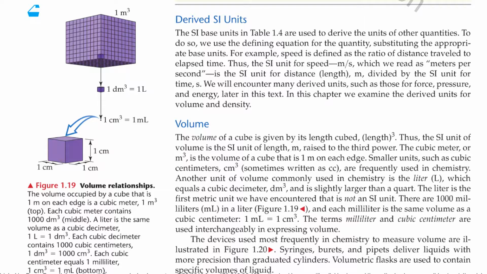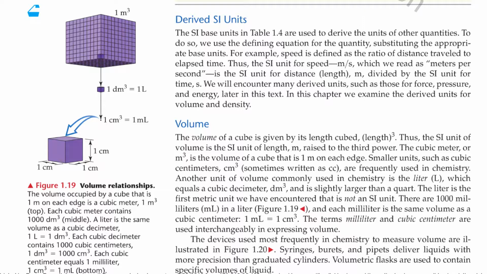Another unit of volume commonly used in chemistry is the liter, which equals 1 cubic decimeter and is slightly larger than a quart. The liter is the first metric unit we've encountered that's not an SI unit. There are 1,000 milliliters in a liter, and each milliliter is the same volume as a cubic centimeter. The terms milliliter and cubic centimeter are used interchangeably in expressing volume.